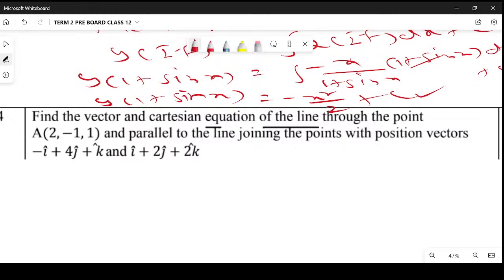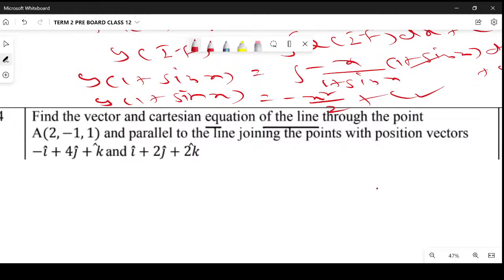Term 2 math paper, yes. Exactly. This is term 2 pre-board Sahodhya paper. Yes. Now you can see now. Find the vector and Cartesian equation of the line through the point A and parallel to the line joining the points with the position vectors, these two.